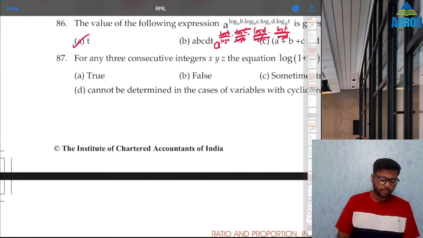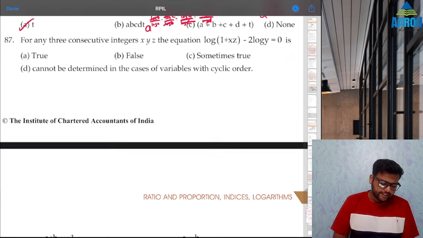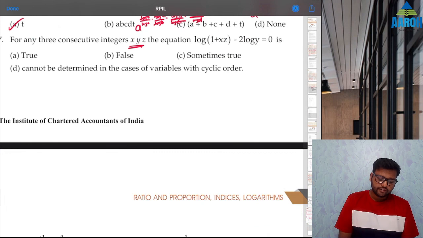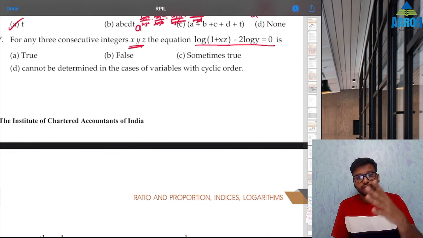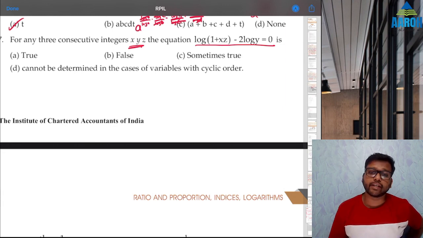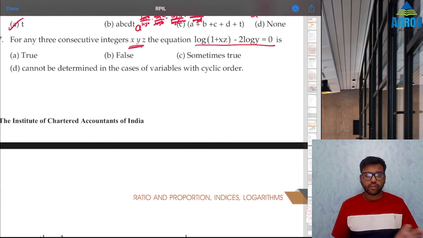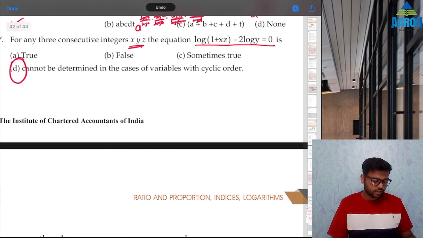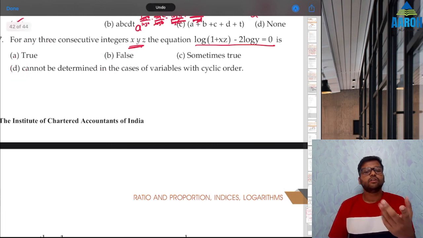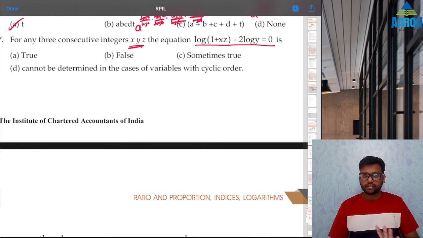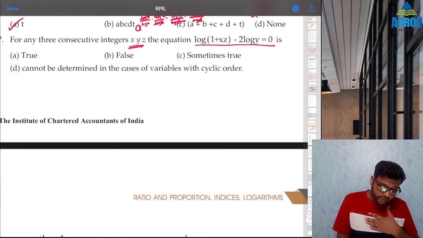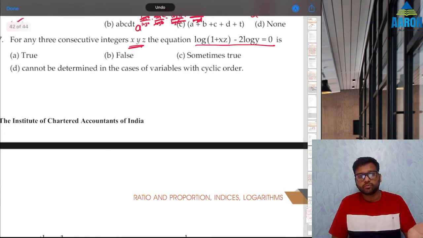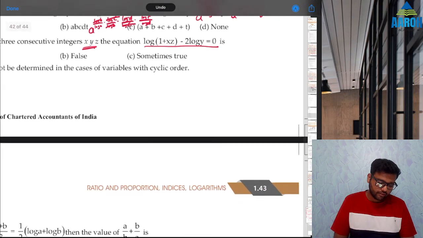Okay. 87. For any three consecutive integers x, y, z, this equation is true, false, sometimes true, or cannot be determined in case of variables with cyclic order. Fine. So first of all, if true, false is there, then this option may not be that logical, right? Fine. Now we cannot put numbers. Why we cannot put numbers? Because we have to check if it is sometimes true or always true. So let's check by actually solving it.